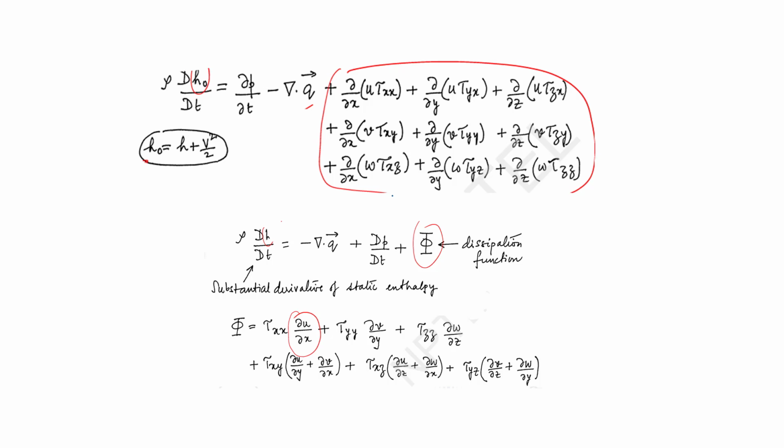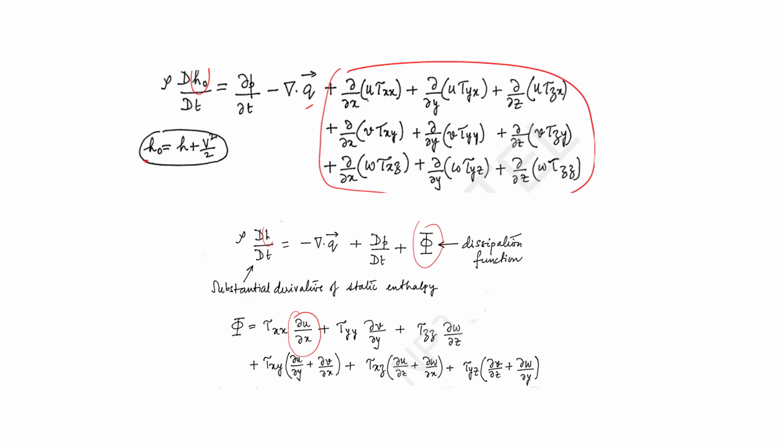Okay, so let's see the energy equation. Rho dH naught upon dt equals dou P upon dou t minus del dot q vector plus dou by dou x of u tau xx plus dou by dou y of u tau yx plus dou by dou z of u tau zx plus dou by dou x of v tau xy plus dou by dou y of v tau yy plus dou by dou z of v tau zy plus dou by dou x of w tau xz plus dou by dou y of w tau yz plus dou by dou z of w tau zz. This is taken from lectures directly, where here h naught equals h plus V square upon 2.